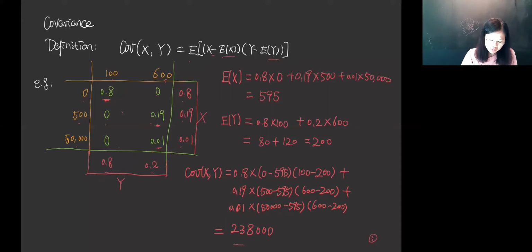And it is a huge number. The reason for it being so huge is that it is the product of the deviations, and the deviation is huge in one of the cases. The deviation from the mean in this 0.01 case is generated by this 50,000 and 600 pair of numbers, and that is huge.